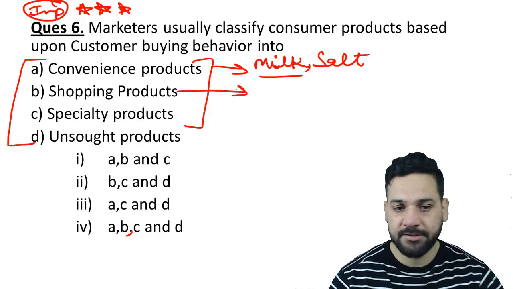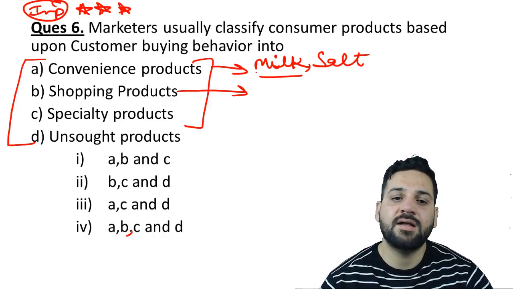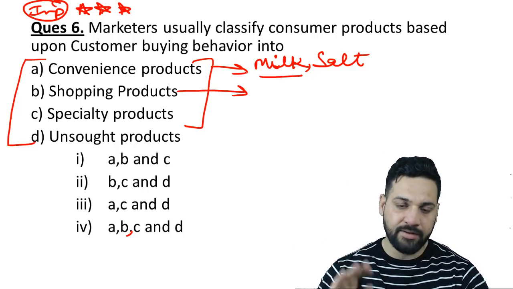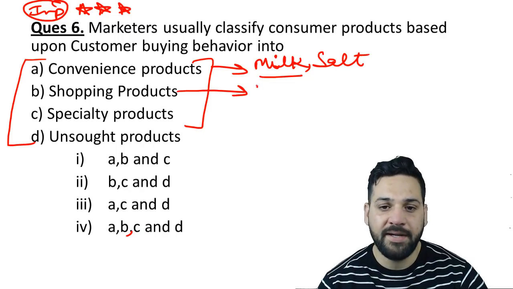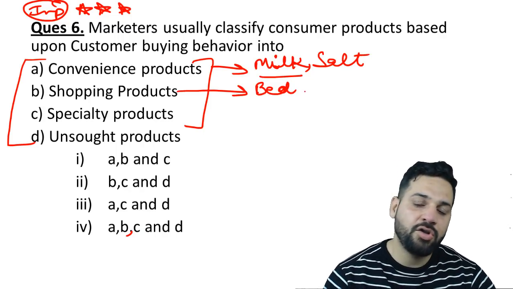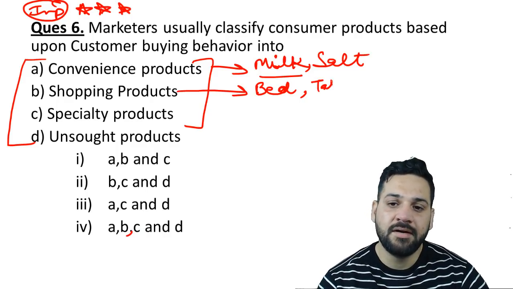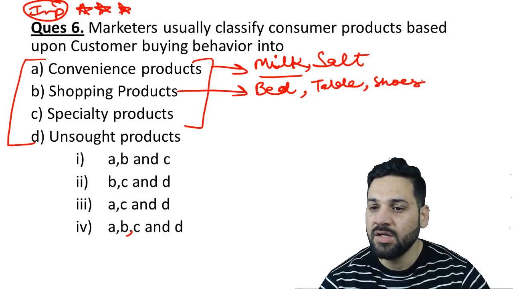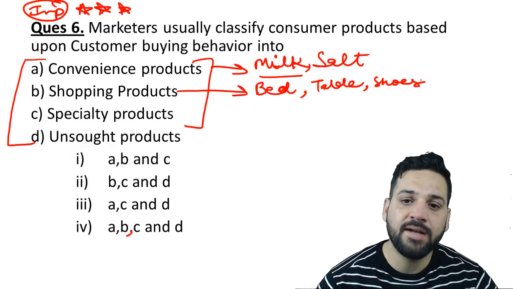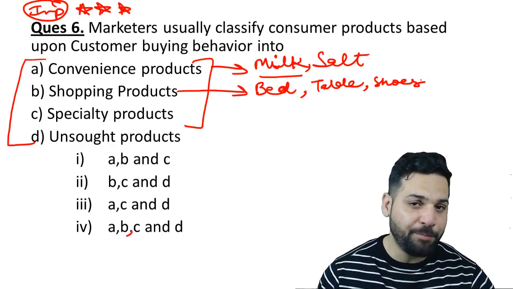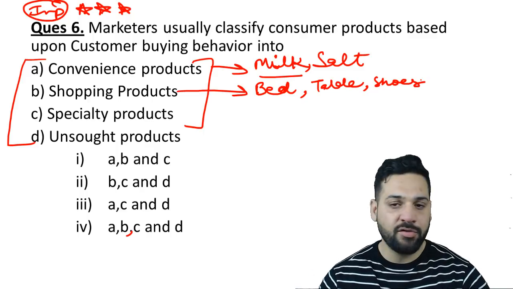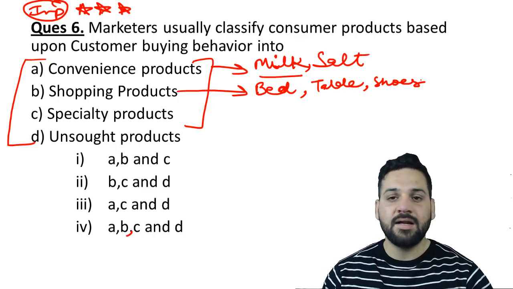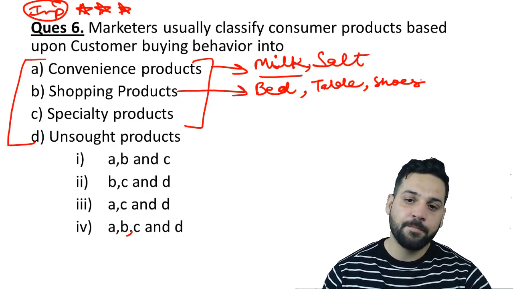Now the shopping products. Shopping products, these are not so cheap, but not so expensive. More expensive than convenience products, right? For example, you want to buy a bed, or let's say you want to buy a table. Let's say you are going to buy some shoes. Not as cheap as convenience products, but you are going to do some research before buying a bed. You don't just go to a furniture store in the morning and tell them, I need this bed, send it to me. Until and unless you don't have any other option and you have a lot of money, but you are going to compare.